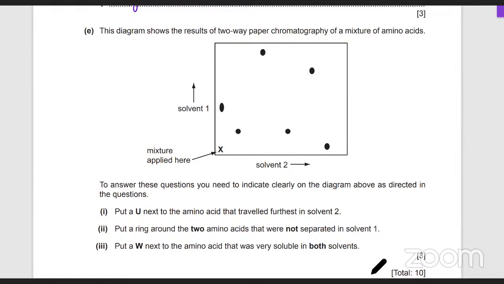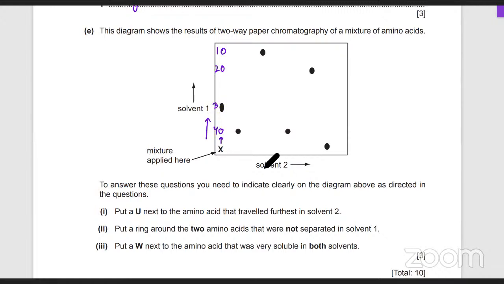To answer these questions, you need to indicate clearly on the diagram above as directed. Put a U next to the amino acid that traveled furthest. The paper chromatography or two-way chromatography, what you would do is you would first make the mixture of amino acids travel a particular direction by doing chromatography. The amino acids, when this amino acid, it will start traveling upwards. It will separate into different amino acids. ठीक है, तो ये 1 है, this is 2, this is 3. You got 4 spots, right?